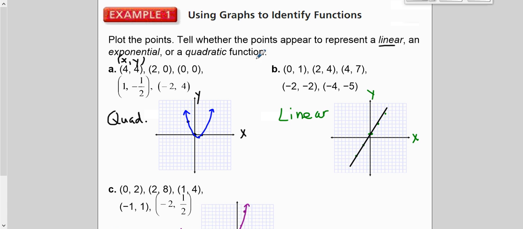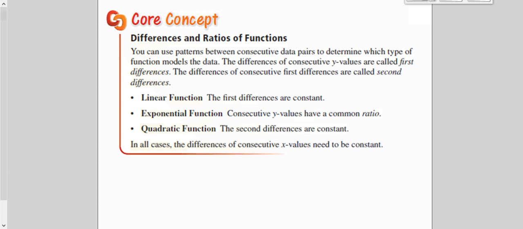And that was example 1, using graphs to identify what type of function it is. Differences and ratios of functions. You can use patterns between consecutive data pairs to determine which type of function models the data.